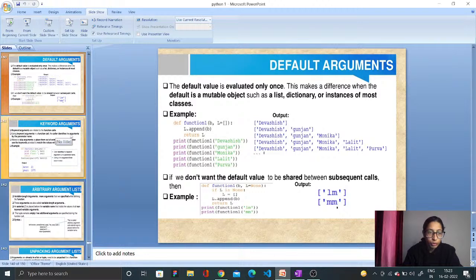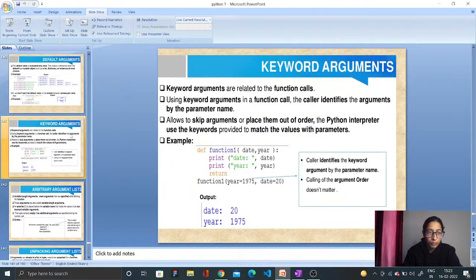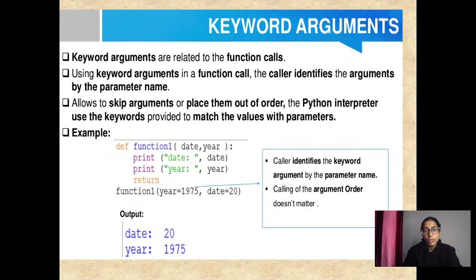Now moving forward to keyword arguments. So what is a keyword argument? Keyword arguments are related to function calls. Using keyword arguments in a function call, the caller identifies the argument by the parameter name. It allows you to skip arguments or place them out of order. The Python interpreter uses the keyword provided to match the value with your parameter.